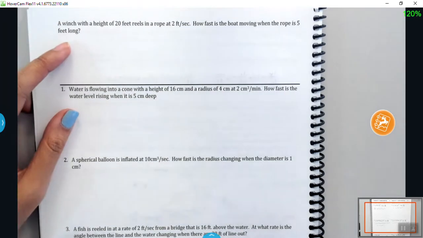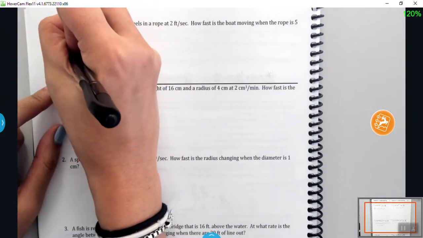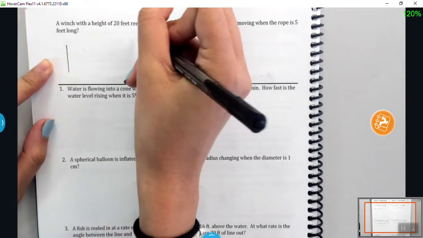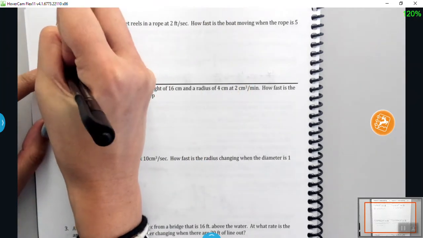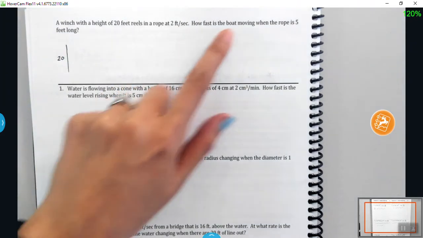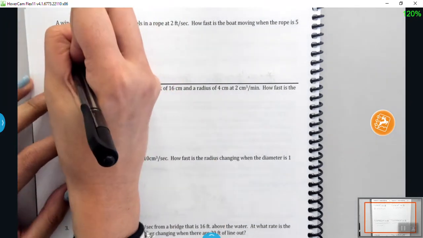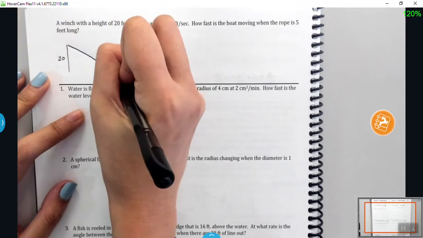Okay, we got a winch with a height of 20 feet. This one is 20 feet high, and it reels in a rope at 2 feet per second. How fast is the boat moving? So we have a rope down here. We've got a little boat.